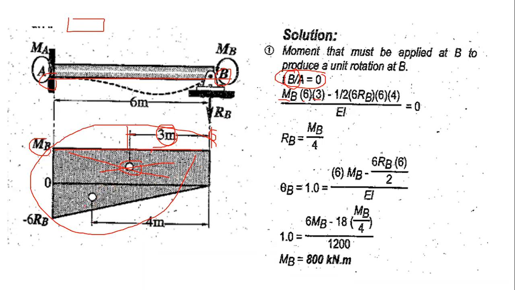How about this one, negative? Ano yung centroid niya? Bakit 4? Because the centroid here is 1/3. This is 1/3 of 6. Okay, if this is 1/3 of 6, this is 2. The total is 6. In other words, the remaining is 4.